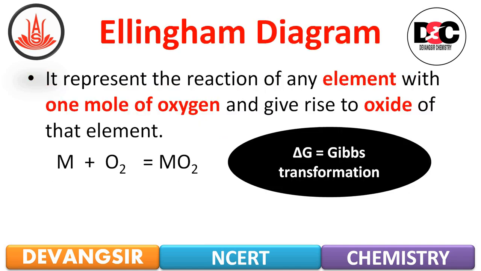So it represents the reaction of any element with 1 mole of oxygen to give rise to the oxide of that element. Here is an example for you: M plus O2, you will get the oxide of M. Instead of M you can also take E, it is up to us which element it is. When such reactions take place, whatever Gibbs energy transformations occur, this Ellingham diagram is based on them. So let's begin.